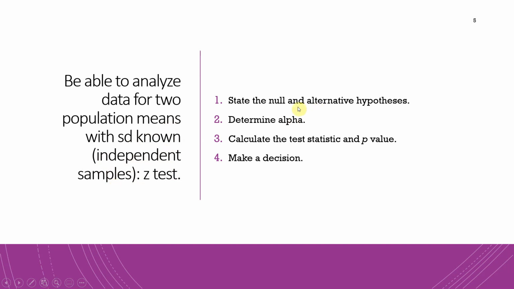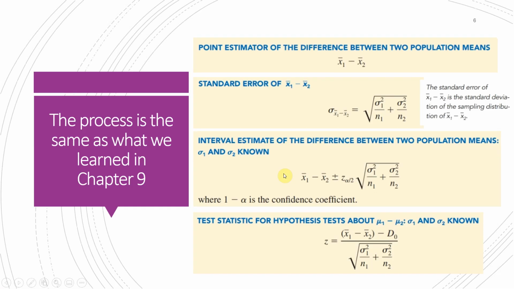So again, the process is the same. State the null and alternative hypotheses, determine our alpha, calculate the test statistic and p-value, and make a decision. So again, this is the same process that we learned about in Chapter 9. We have a point estimate. In this case, the point estimate is the difference between the two population means. That's what we're ultimately interested in. The standard error, we calculate that. So the formula is slightly different, but you still see the square root of the population standard deviation divided by n. So again, it's very similar in terms of the equation.